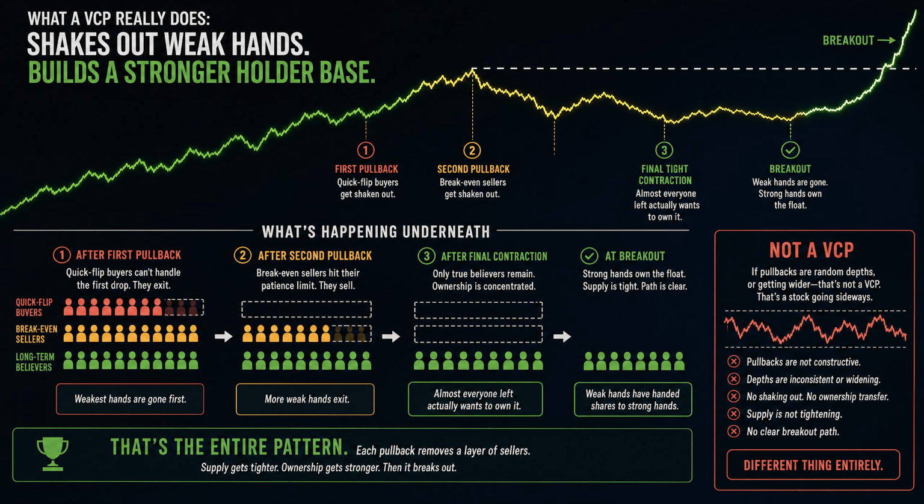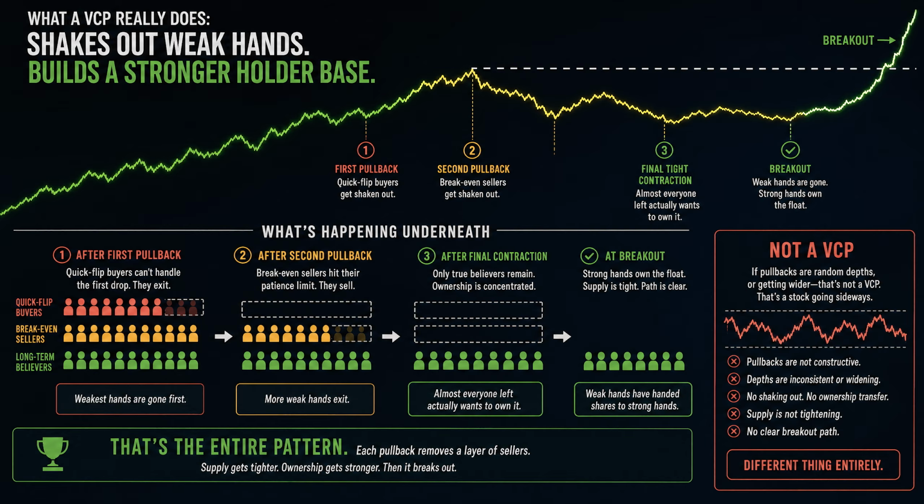Every pullback shakes out another layer of nervous holders. Quick flip buyers are gone after the first drop. Break-even sellers are gone after the second. By that last tiny contraction, almost everyone still holding actually wants to own it. Weak hands have handed shares to strong hands.